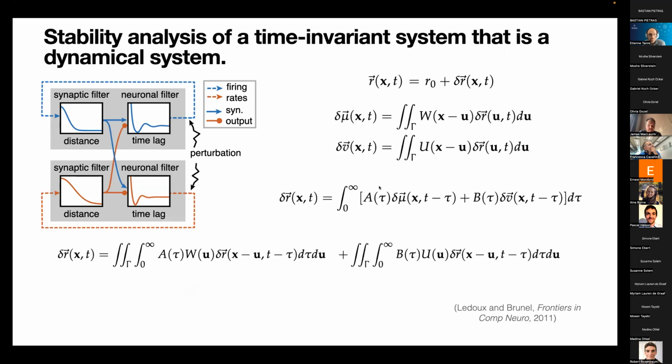And these susceptibility functions, A and B, tell you how the firing rate changes in response to a perturbation in the mean and the variance. They're kind of like a Green's function for the firing rate. But to compute these, we actually have to solve a Fokker-Planck equation involving the membrane potentials.